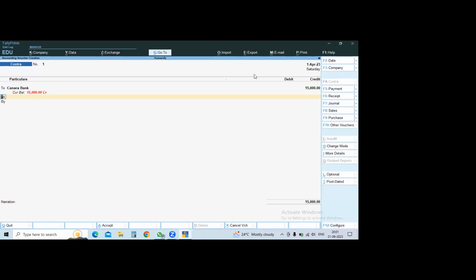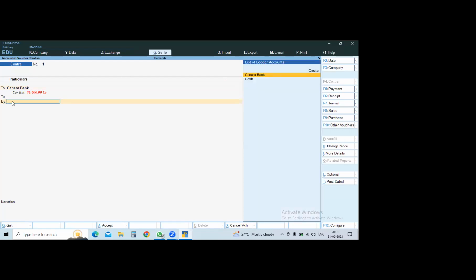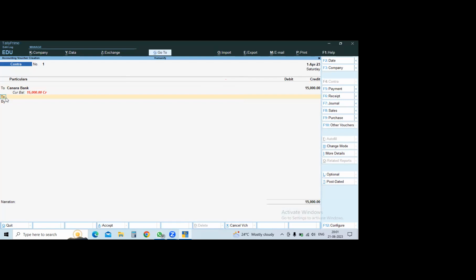Now you have to change there to buy. Now you select cash here. No, the second one only you have to change for buy. Do enter, select cash. Again do enter, you give an amount.